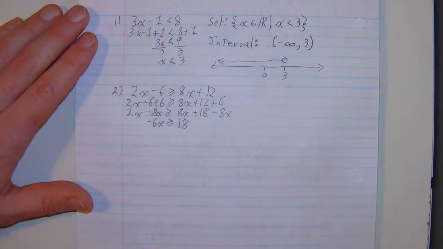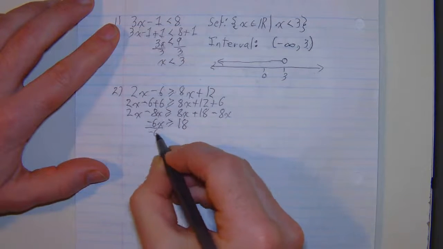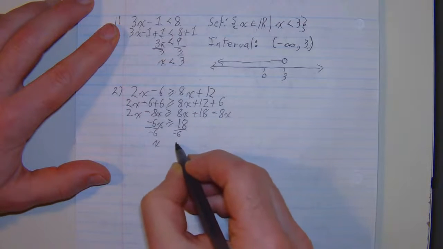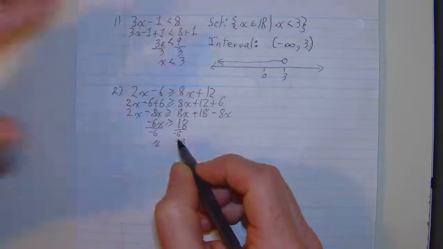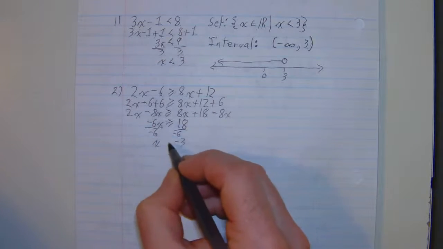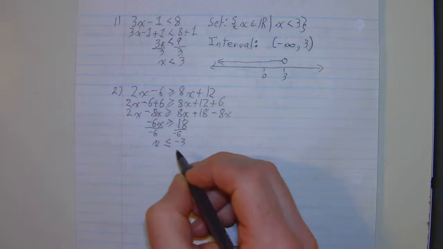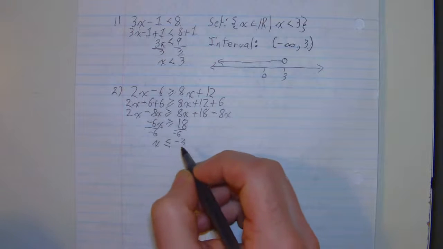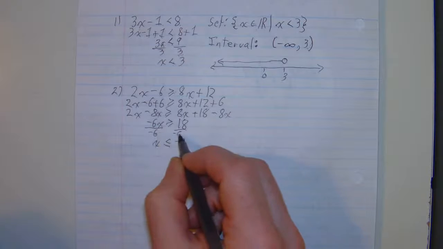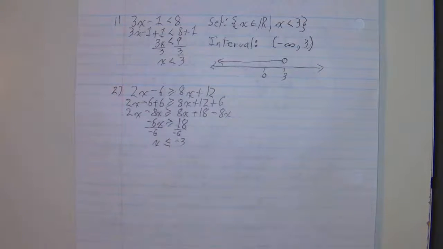All right. So now we need to divide by negative 6 on both sides. Over here we end up with x. Over here we end up with negative 3. In this case, I've divided by a negative, so I need to switch the direction of the inequality. And so that's the key here, is remembering, if I multiply or divide by a negative, the inequality direction needs to be switched.